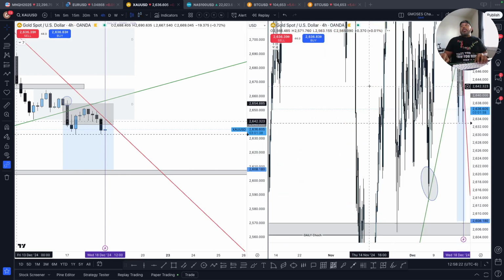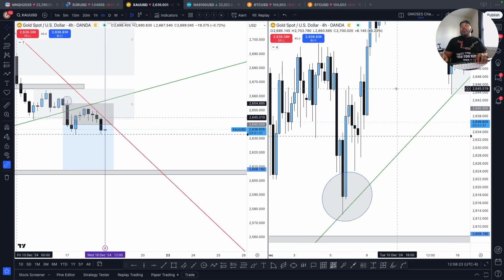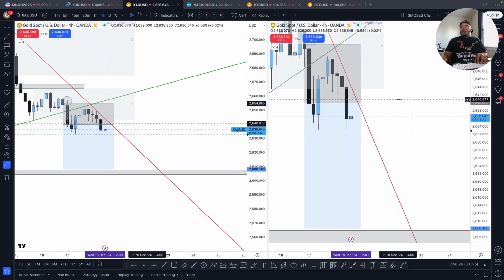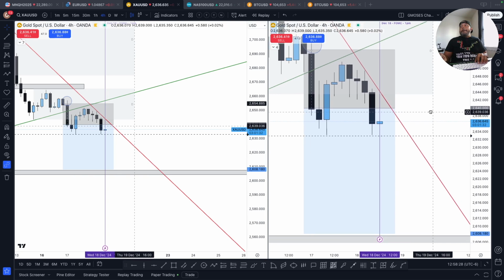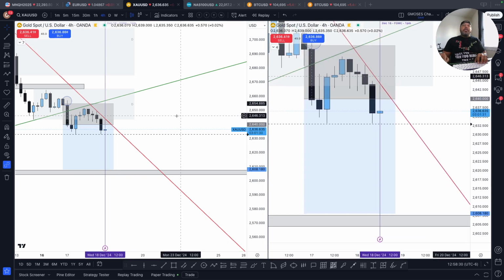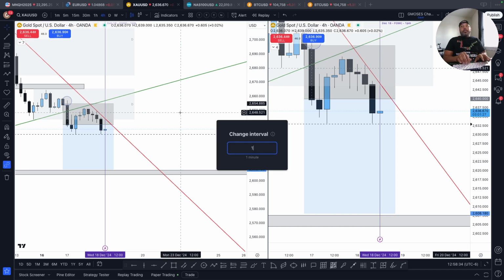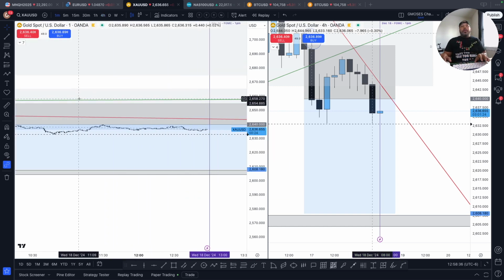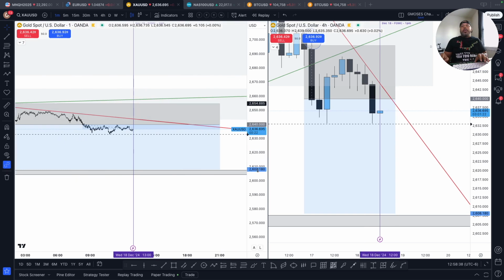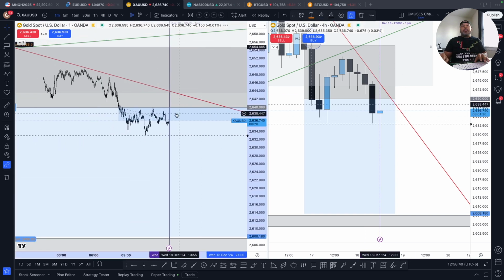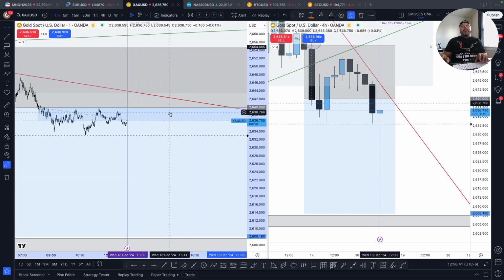I'm going to make this regular candles just so we can see the price action over here. Okay, this is the 4-hour. Over here, I'm going to do the 1 minute. All right, that way we can see exactly what price action is doing, and we can see what's up with the market as well.